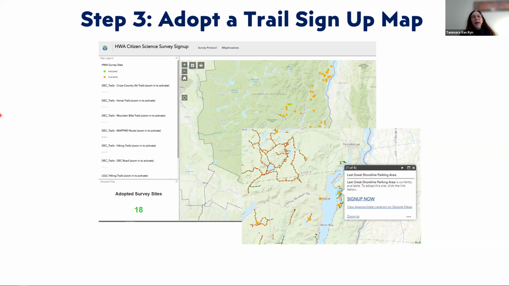Once you find a little dot that you want to go survey, you can click on that. That'll open it up. You can sign up and get your name attached to that trailhead. And there's also a little bit of directions there about how you get there and how you can access that trail. So please sign up. I think we had about 100 trails adopted last year. We want to see if we can do that again this year. And please click again.